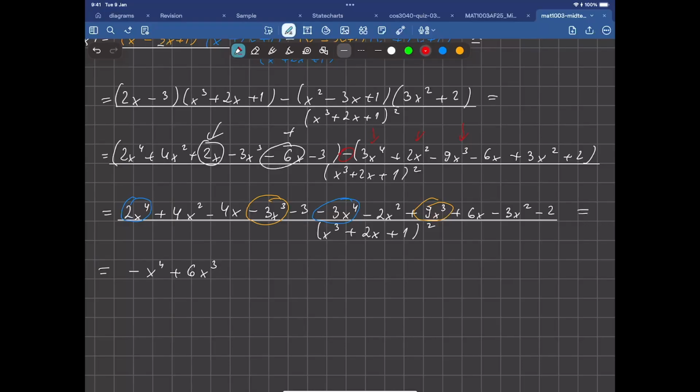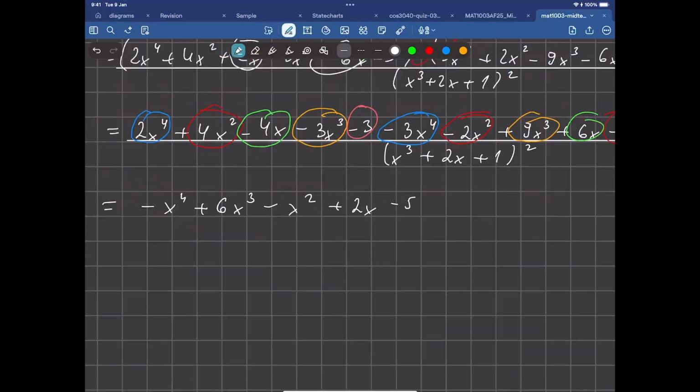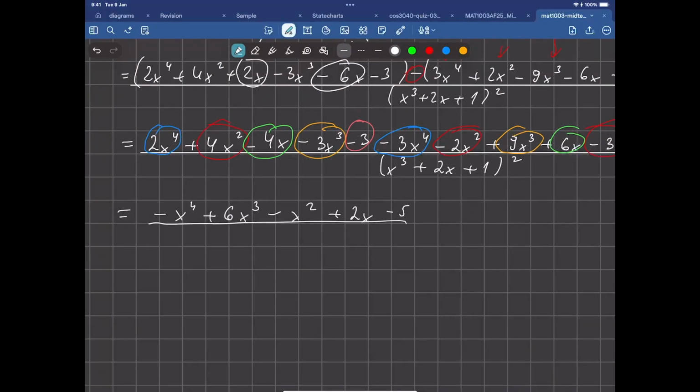Moving on, we have x squared. So we have 4x squared and then minus 2x squared and then minus 3x squared. So that's going to be 4x squared minus 5x squared, which is minus x squared. And then we have just a bit left. We have minus 4x plus 6x, so that's plus 2x. And the very last thing here is minus 3 minus 2, which is minus 5. Whew, finally, that's annoying.